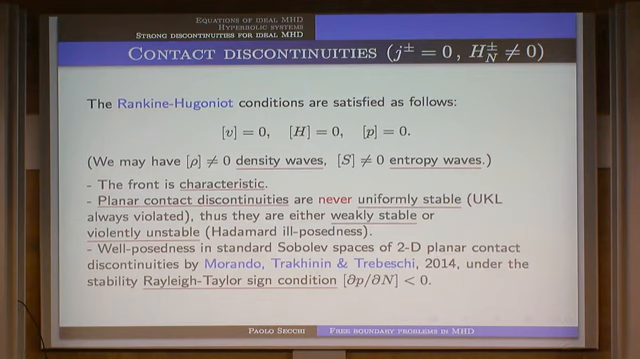of 2D planar contact discontinuity under this stability condition, this Rayleigh-Taylor sign condition, which says that we take the normal derivative of the pressure, not the magnetic pressure, the standard thermodynamic pressure. The jump of this normal derivative has to be strictly negative. Okay, so it is similar to the Rayleigh-Taylor sign condition for the one-phase problem considered, for example, by Schoeller last week. This is a two-phase problem, right?